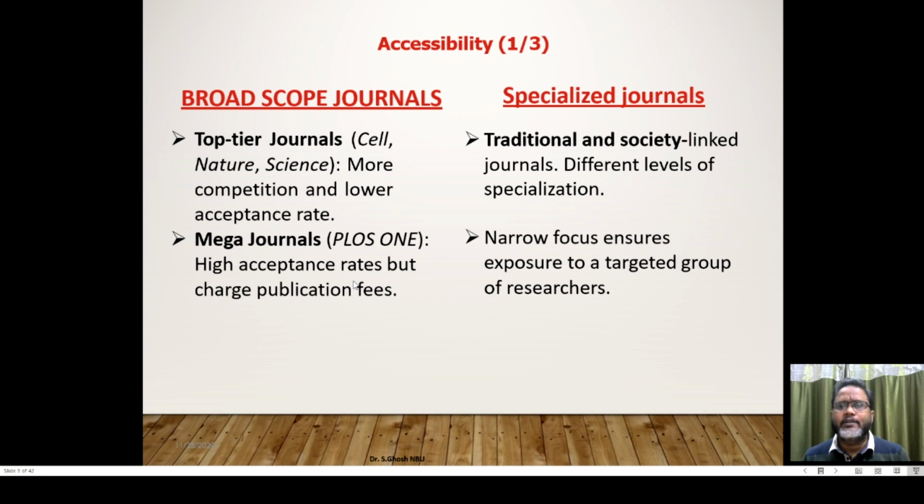There are the mega journals. Then we have the specialized journals, like traditional and society-linked journals, like the American Chemical Society, then for different types of physics, the Royal Society of Chemistry, then Oxford University Press. So these are the society, or rather the institution-related or publication-related journals. They are also specialized journals, so different levels of specialization are there, and a narrow focus ensures exposure to a targeted group of researchers.